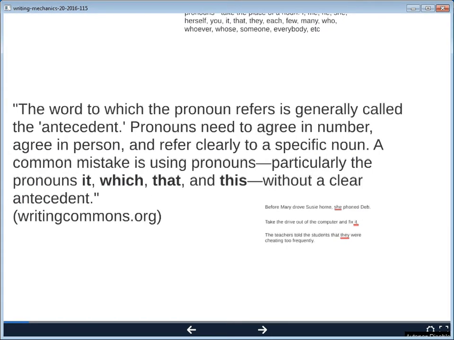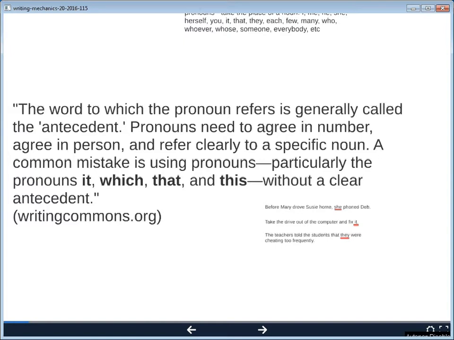Pronouns have to have a clear relationship between the antecedent, so the noun that they're referring to, and the pronoun. As this helpful tip from writingincommons.org says, the word to which the pronoun refers is generally called the antecedent. Pronouns need to agree in number, agree in person, and refer clearly to a specific noun.